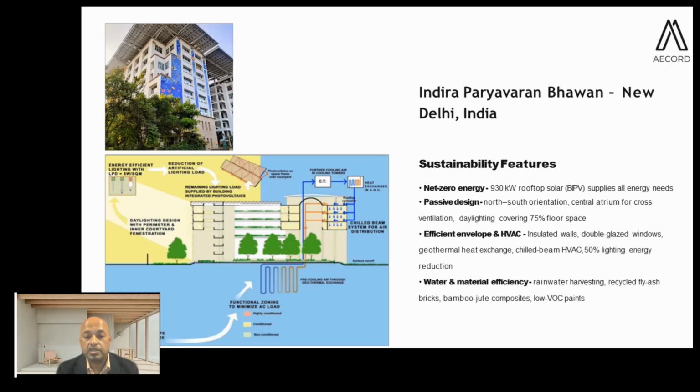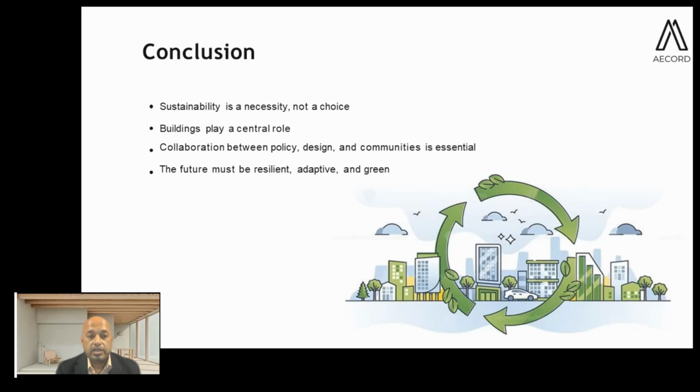And water and material efficiencies: rainwater harvesting, recycled fly ash bricks, bamboo jute composites, and low VOC paint. So all these things come into the material efficiencies. Yeah, so basically, sustainability is a necessity, not a choice. That is a statement we need to make in the industry. It is a necessity, but not a choice, because we are depending on the natural resources, and natural resources are exhausting, and we need to see how much of the natural resources really remain for our future generation.